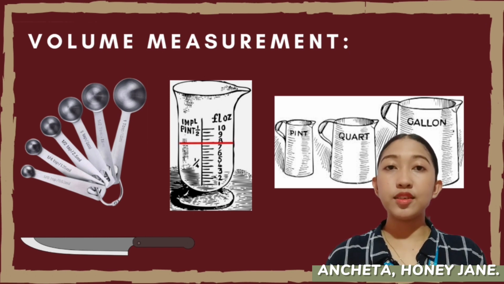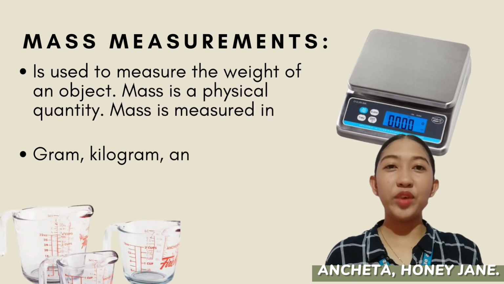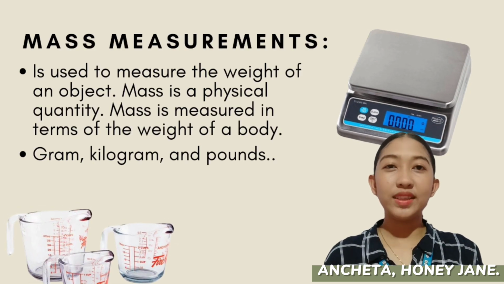Here is where mass measurements come into play. Cups of chopped walnuts or solid chocolate can be measured to produce incredibly accurate results. Mass measurements is used to measure the weight of an object. Mass is a physical quantity. Mass is measured in terms of the weight of a body.